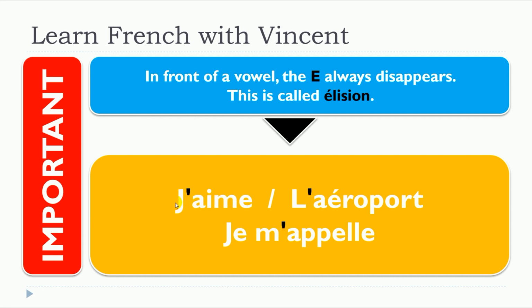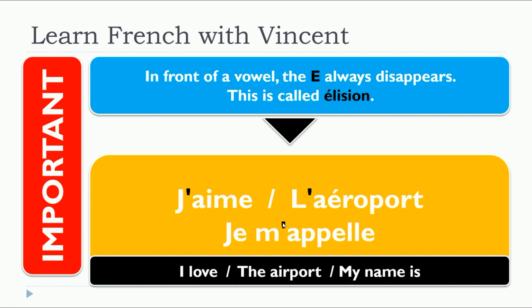In that case here, you don't say je aime, you will remove the e and you will put this apostrophe. J'aime. Le aéroport, you will remove your e and you put an apostrophe, l'aéroport. Je me appelle, you remove your e and you put the apostrophe, je m'appelle. J'aime, l'aéroport, je m'appelle.